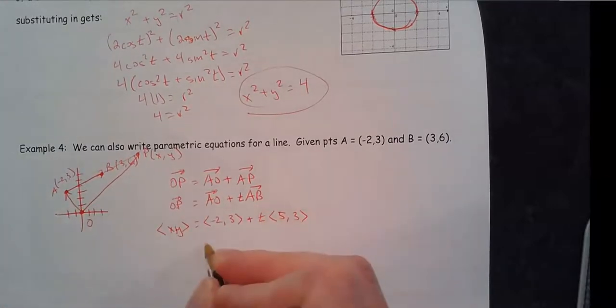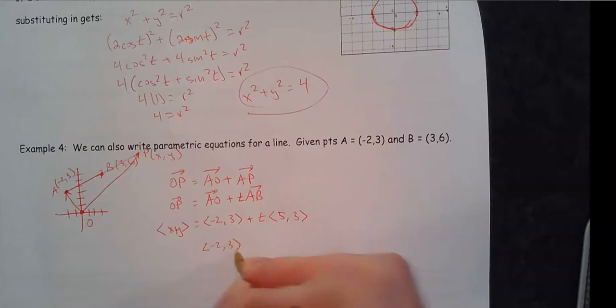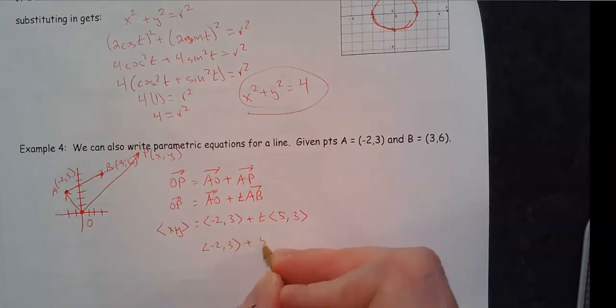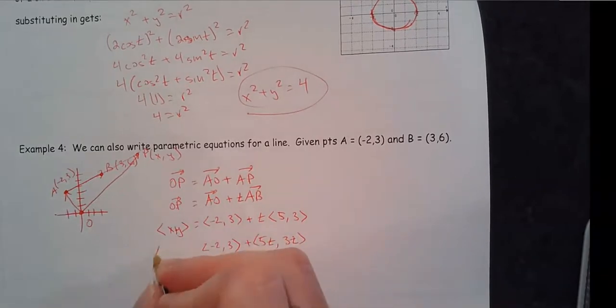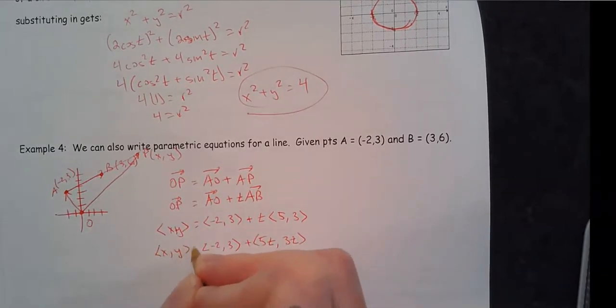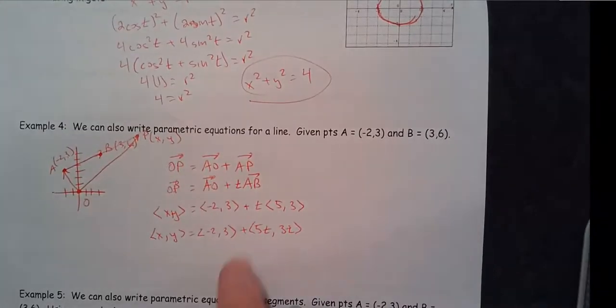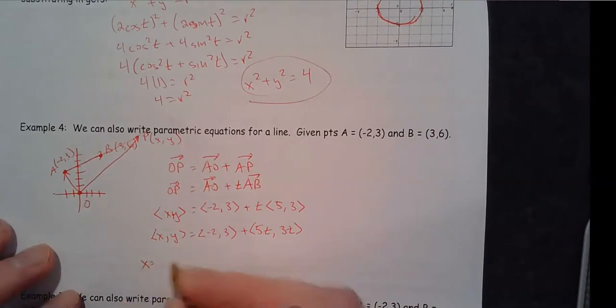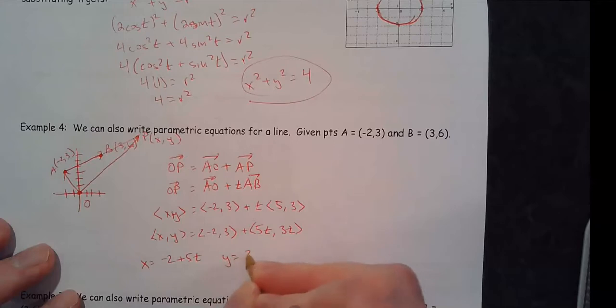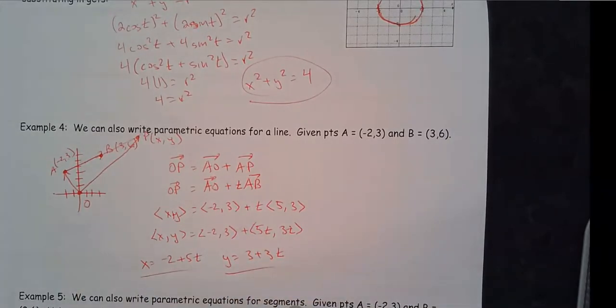Distribute that t out there. So this would be (-2, 3) plus (5t, 3t). The definition of vector addition says these two add up the x coordinates, and that equals x. So x equals -2 plus 5t, and y equals 3 plus 3t. And that's actually parametric form right there. You're describing what x is and what y is in terms of a third parameter, t.